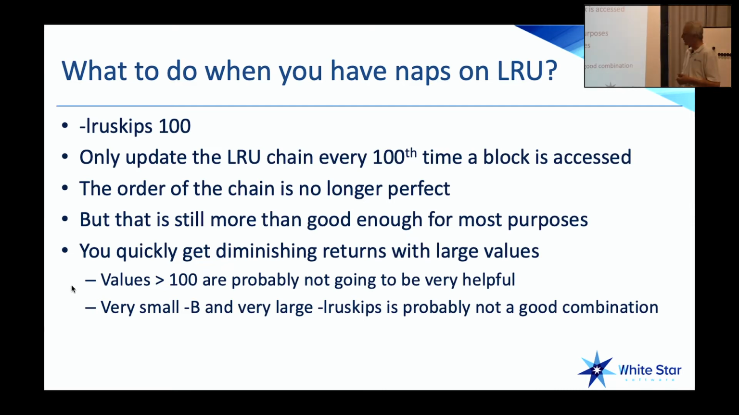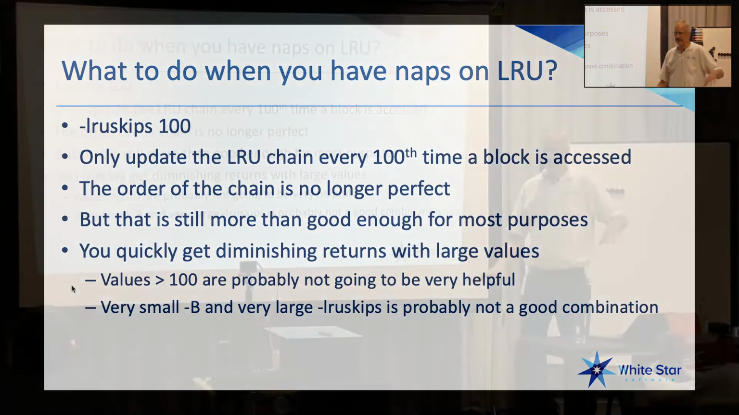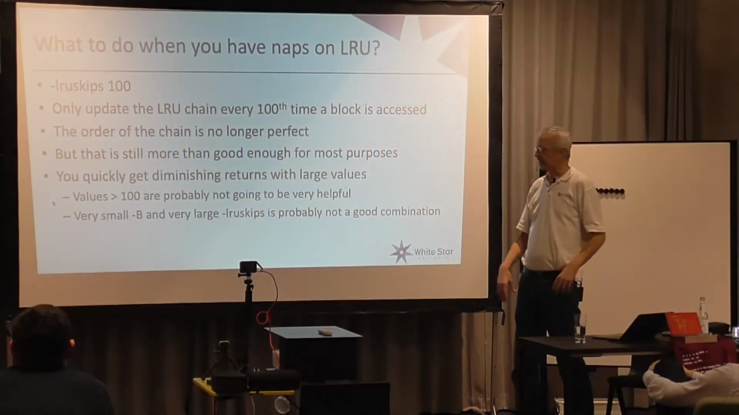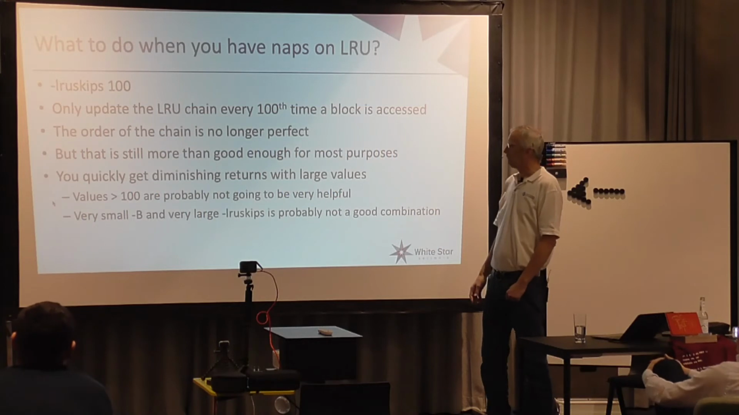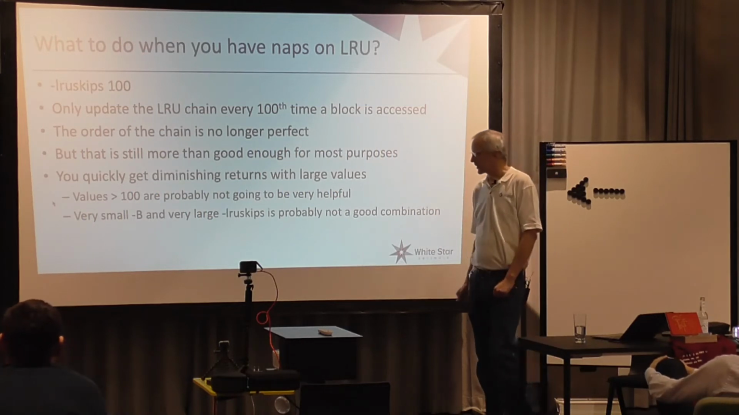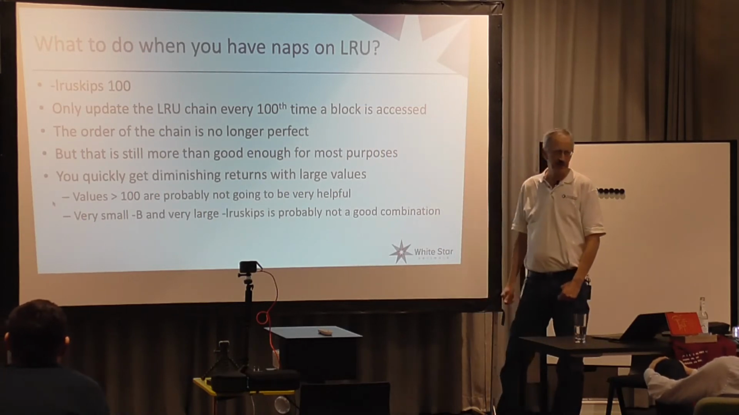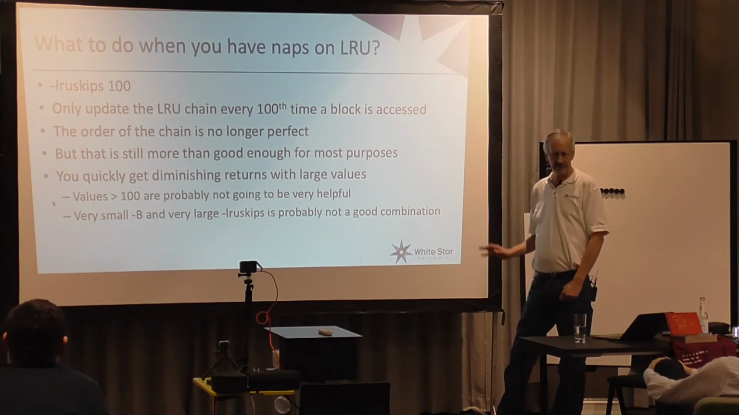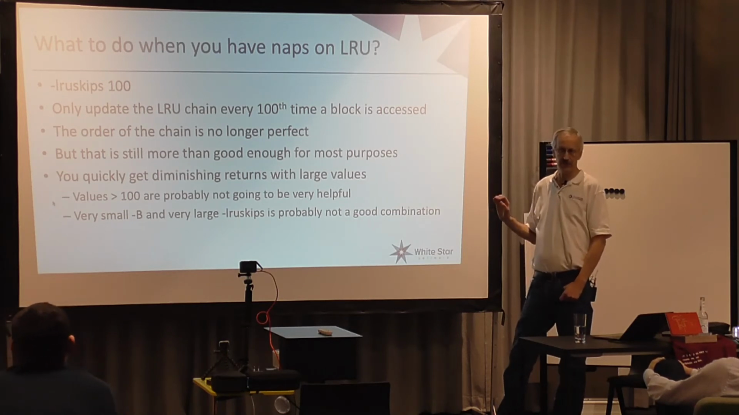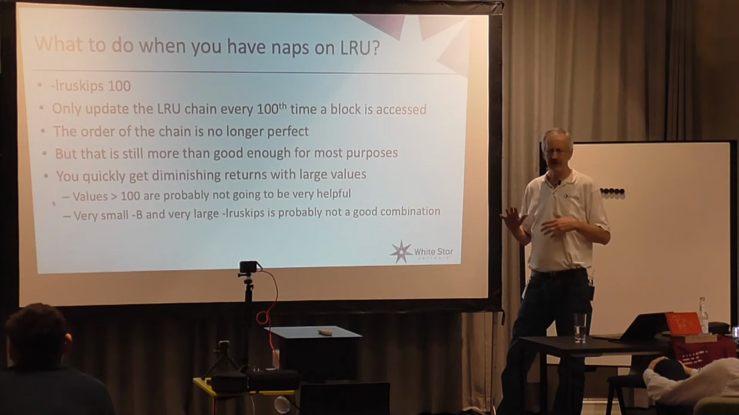As I mentioned earlier, the order of the LRU chain is no longer perfect, but it's still pretty good. You've got stuff that hasn't been used very much, and you've got stuff that's used frequently. And that's really the separation that you need to make. You get quickly diminishing returns with very large values. It doesn't make a whole lot of sense to set LRU skips to 10,000 or 1,000,000 or something like that. That's really not going to get you where you want to go.